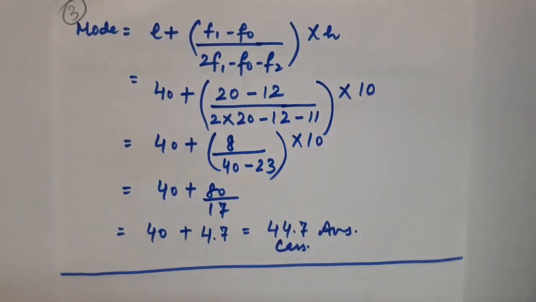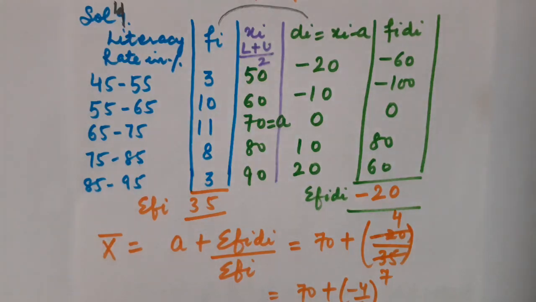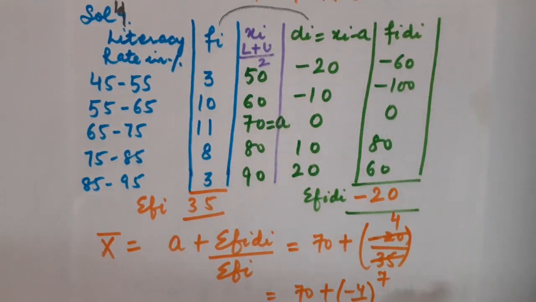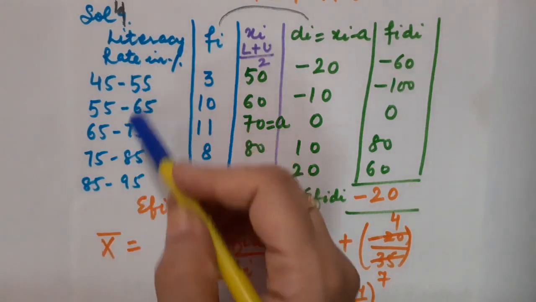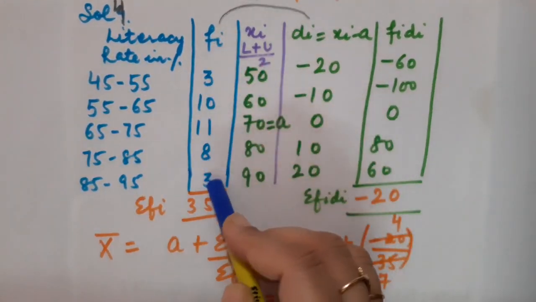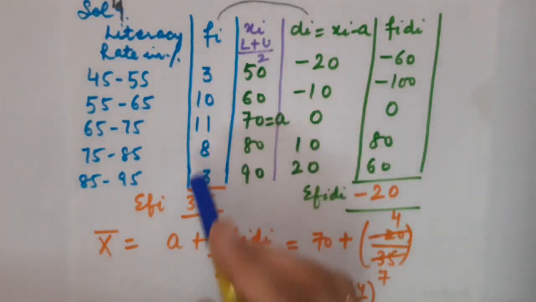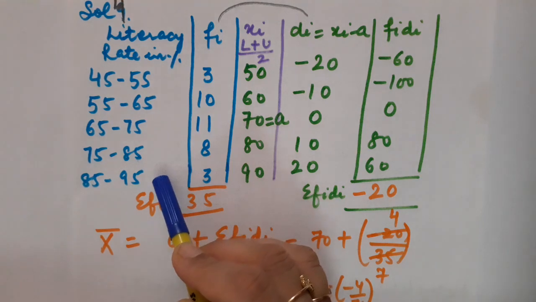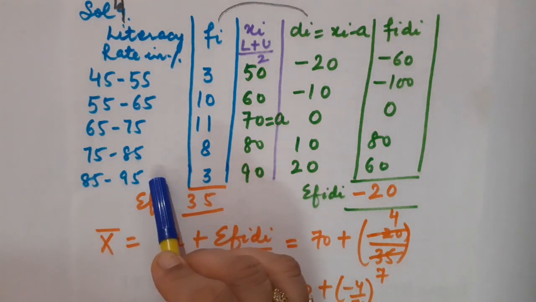Okay. Now children, I am going to switch to question number 4. Again it is of 3 marks. The following table gives the literacy rate of 35 cities. Here you can see the frequencies also. There are a total of 35 cities whose literacy rate in percentage is given to us, and we are asked to calculate the mean literacy rate using the assumed mean method.